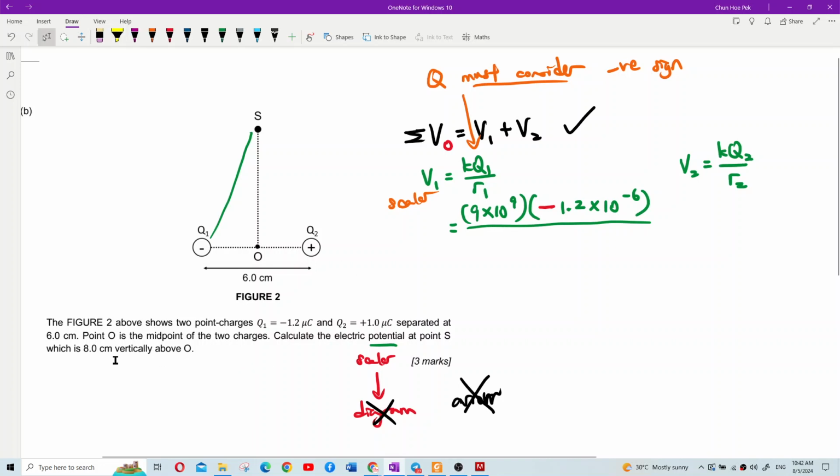So you see, he says this is 6 cm, and here this is 8 cm. This is 6 cm, so that means this is 3 cm, 3 cm. So how far is it? Pythagoras theorem. You must find this distance, class. This is R1, this is R2. You need the R1 here and R2 here. So how do we find R1?